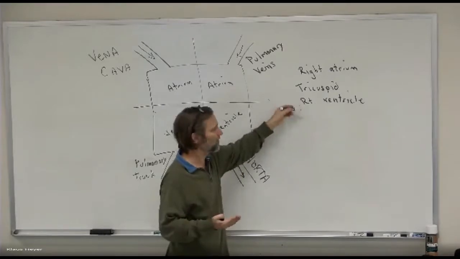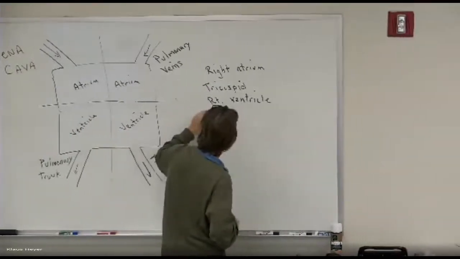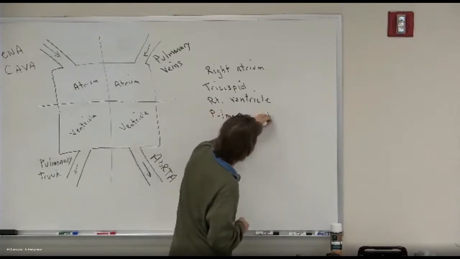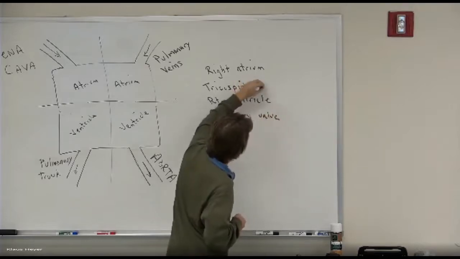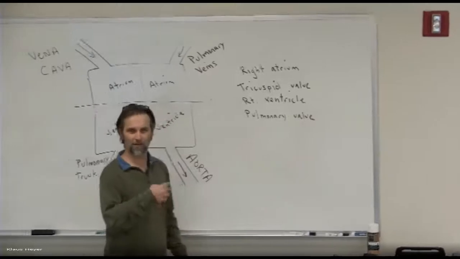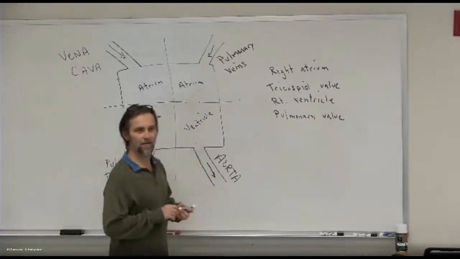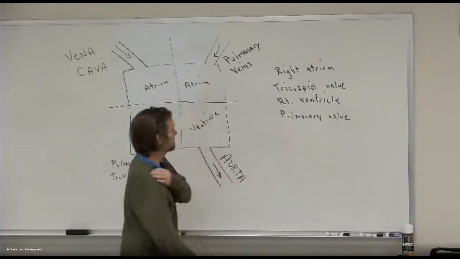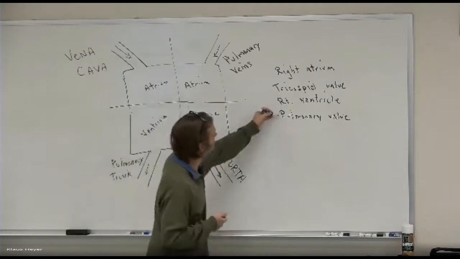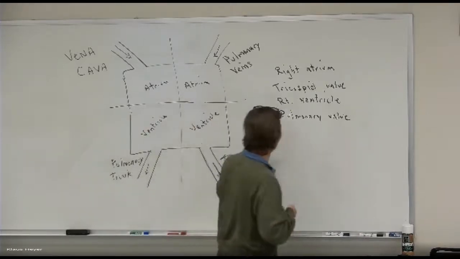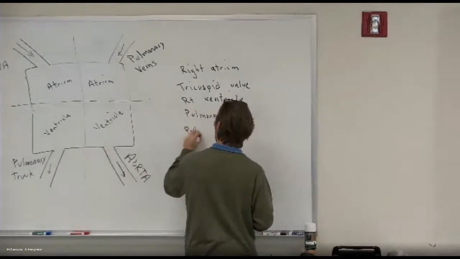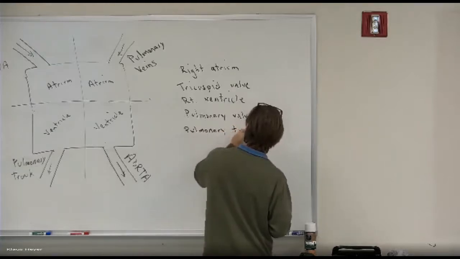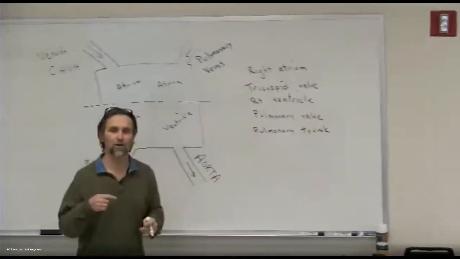Every time you leave a room, you have to go through a door. We call this one the pulmonary valve. I guess I should be putting valves here. You'll see some people say pulmonary semilunar valve. Nobody does that in real life. When you say pulmonary valve, we know what it is. Through the pulmonary valve into the pulmonary trunk. I'm going to start abbreviating pulmonary. The pulmonary trunk is going to turn into arteries.